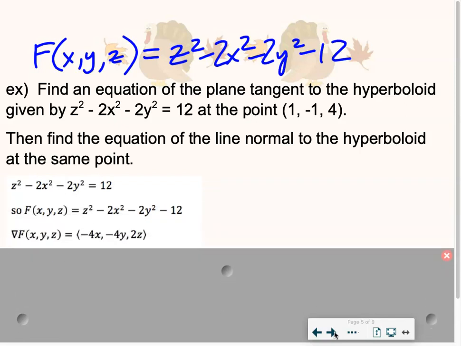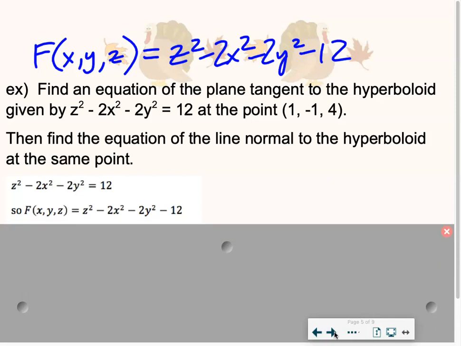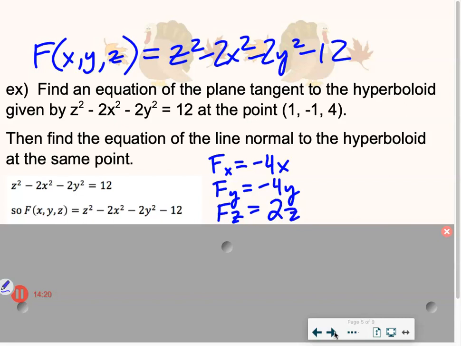Ignore my solutions, I'm going to write it over here. Okay. So, big F sub x, we would get negative 4x, right? Big F sub y would be negative 4y. And then what's big F sub z? 2z. So what we need now is each of these at that point. So you need big F sub x at the point.